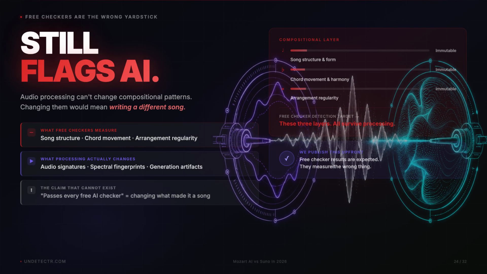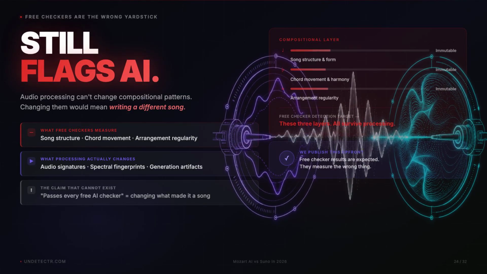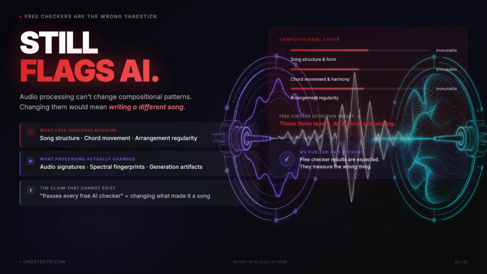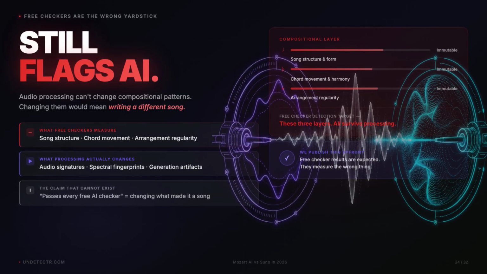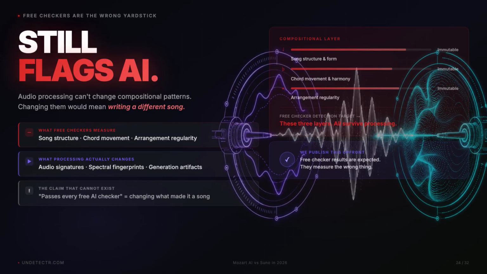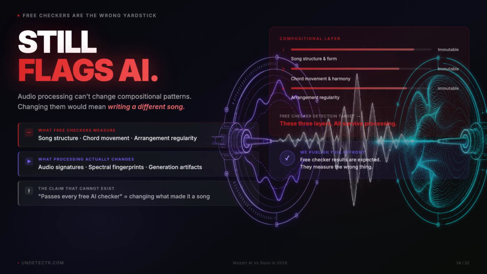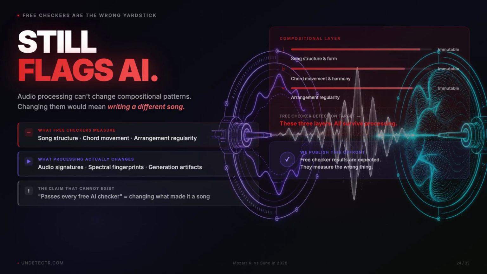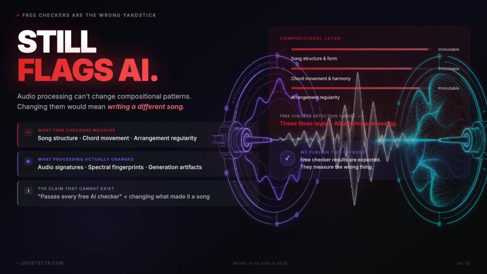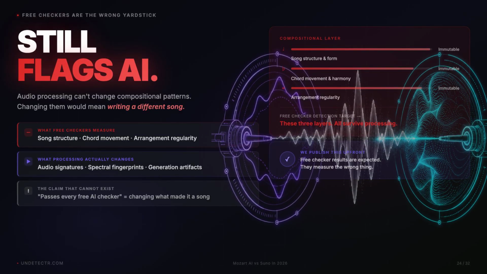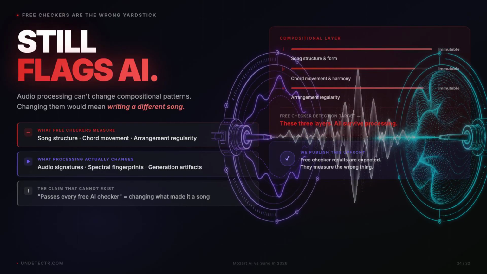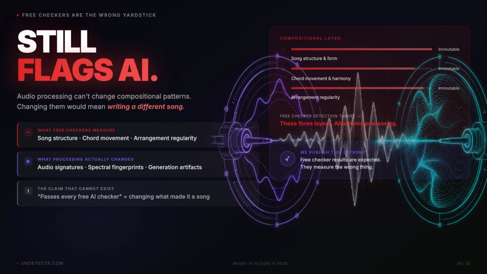Now, we publish this before you pay, not after. Run a processed track through a free online AI checker, and it'll very likely still come back as AI. That is not us under-delivering. Those sites measure compositional patterns, song structure, chord movement, arrangement regularity. No audio processing changes those, because changing them would mean writing a different song.